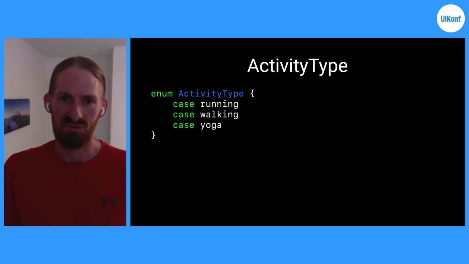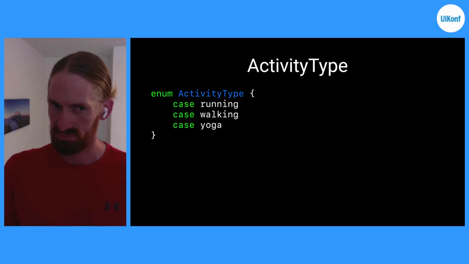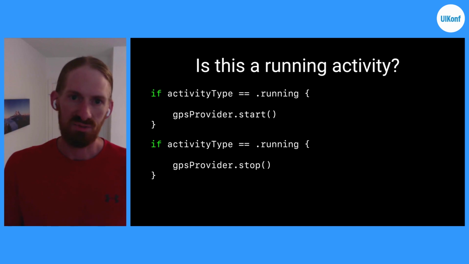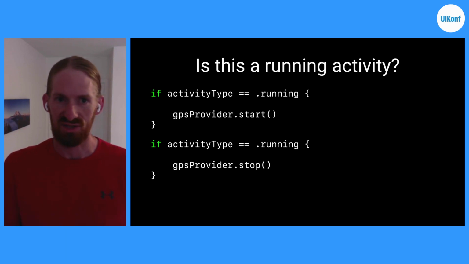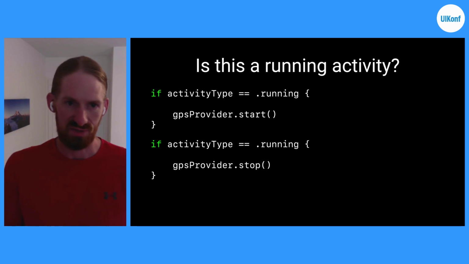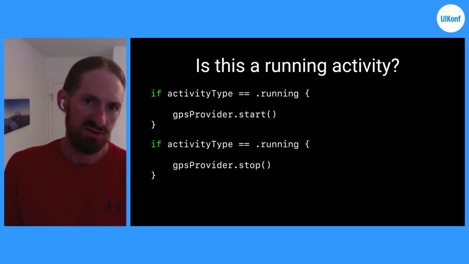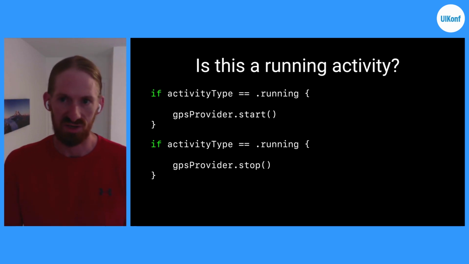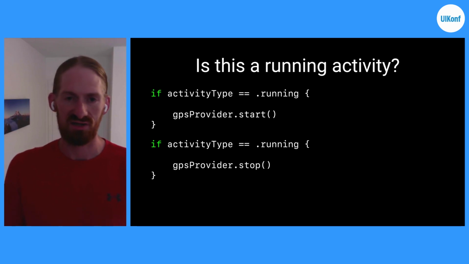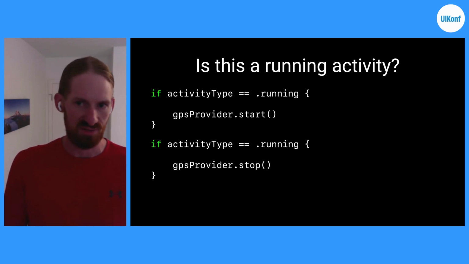Here's another example of what I mean. Consider a collection of possible activity types. We have an activity type enum that enumerates running, walking, and yoga activities. There are plenty of questions that the activity type can help us answer. One of them is whether or not to start the GPS system. Let's say that we only want to use GPS for running workouts. So we check if our activity type is equal to running and turn GPS on or off.